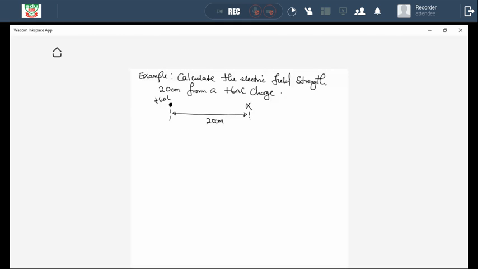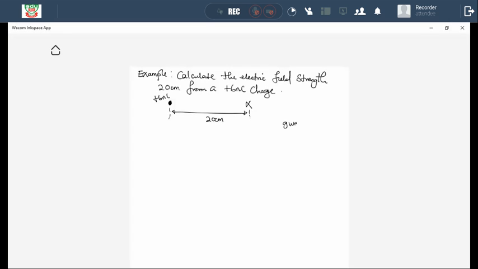I should go and read the question again and write my given data, because it is the given data which is going to determine the right formula to use. So the question says calculate the electric field strength, which means we are looking for E. So that's what we are looking for. But what are we given in the question? Distance is given, it's 20 centimeters. We convert that to meters. So it gives us 0.2 meters.